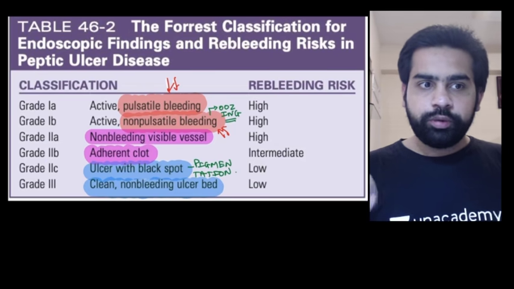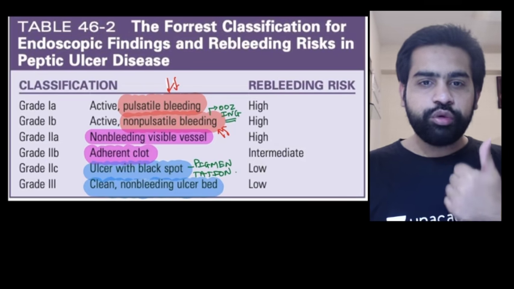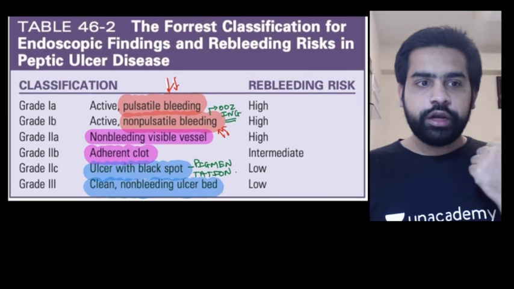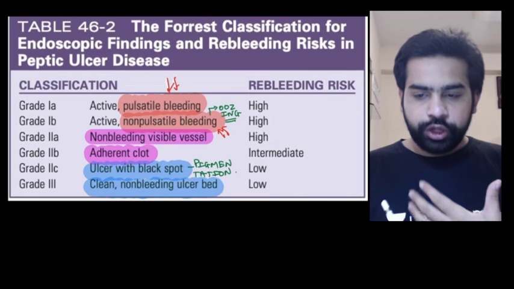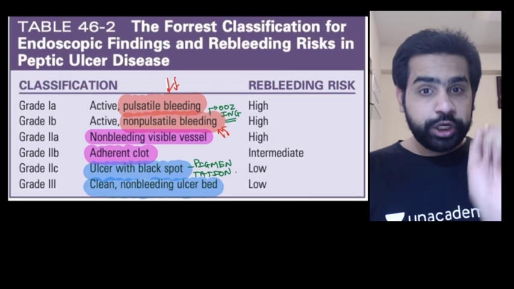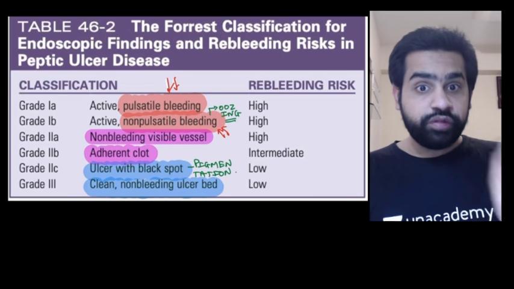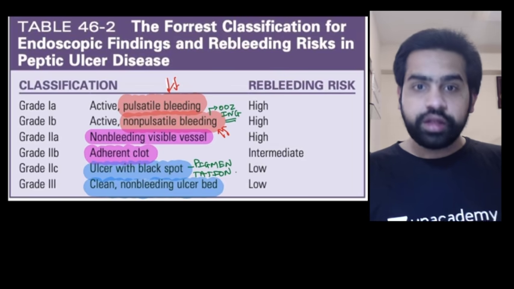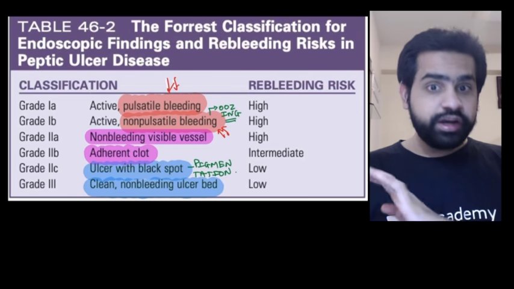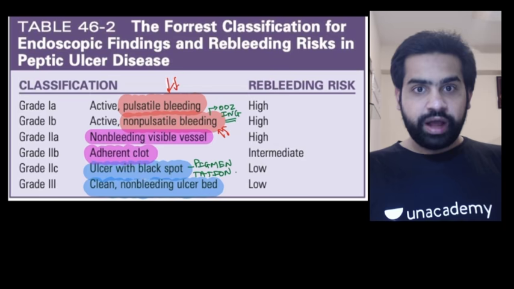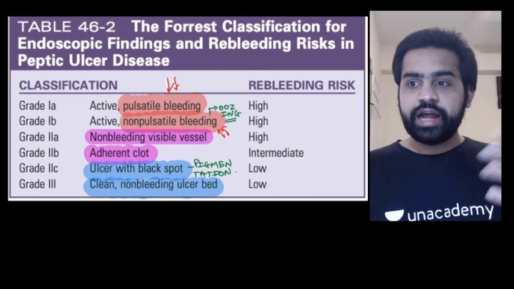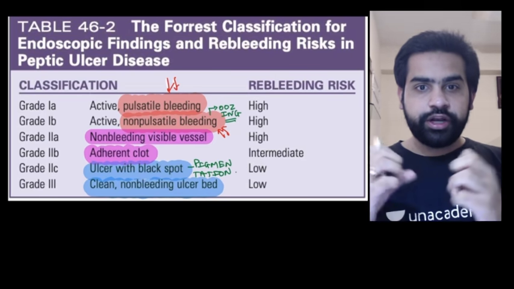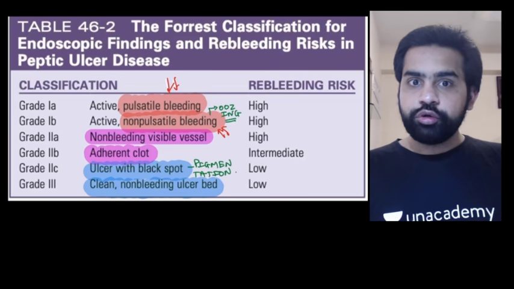Okay, now let's talk about grade 2. Grade 2 is divided into grade 2A, grade 2B, grade 2C. Now what is a grade 2A? Here you don't have any bleeding, but you have a visible vessel. There is no covering over the vessel. There is no mucosa, nothing over the vessel. There is a visible vessel. It is not bleeding. But what do you have in the stomach? You have acid, and you have food going in and the continuous peristalsis going on in the stomach.